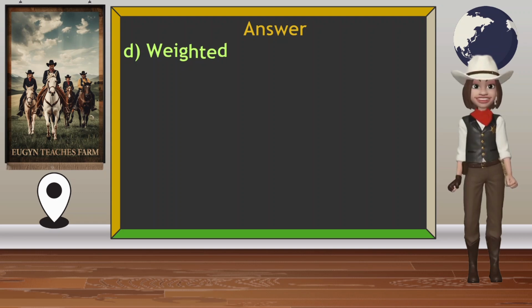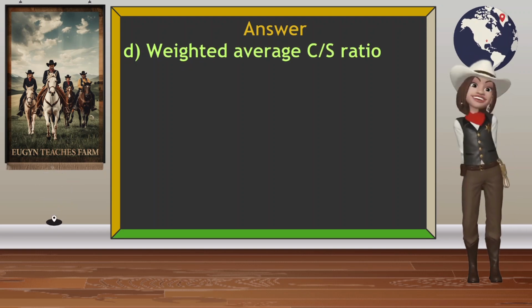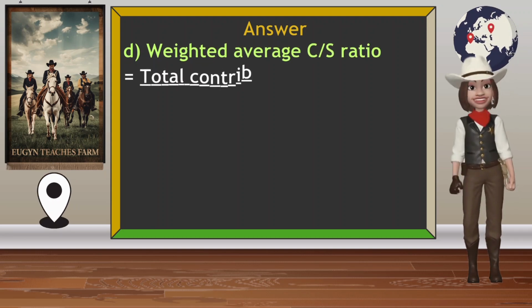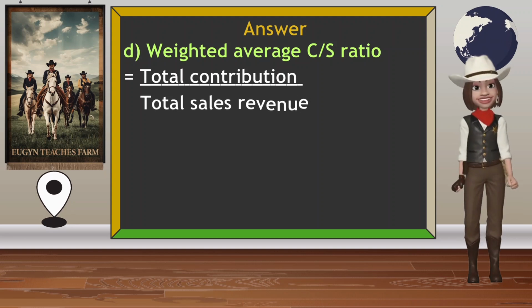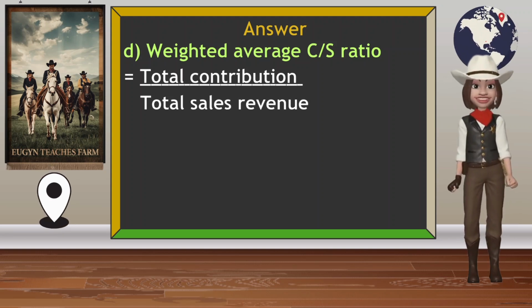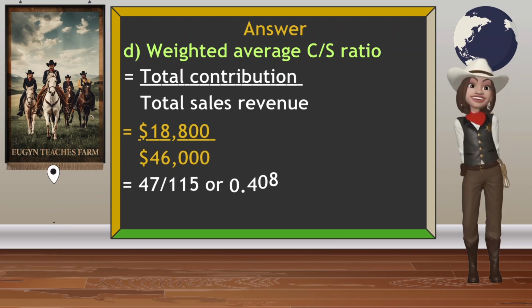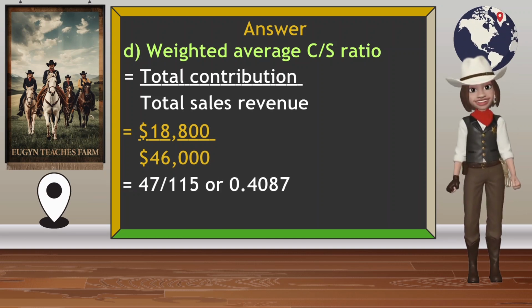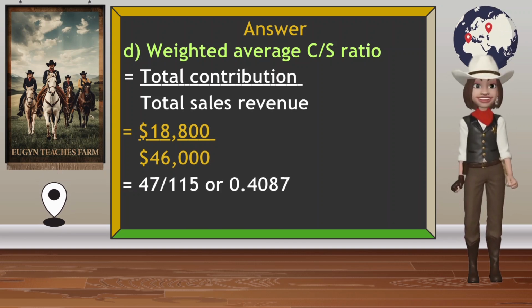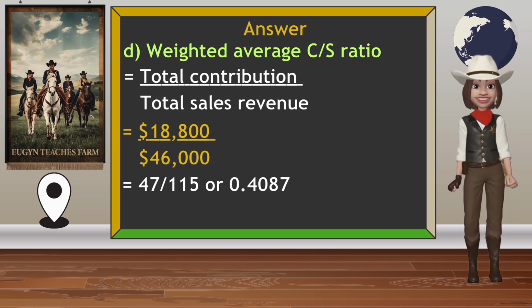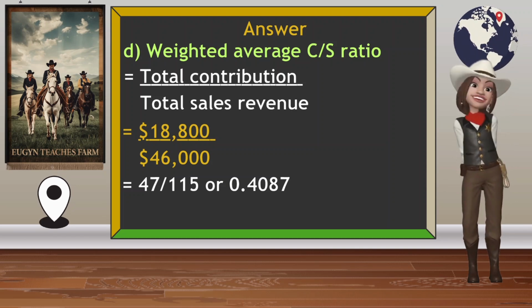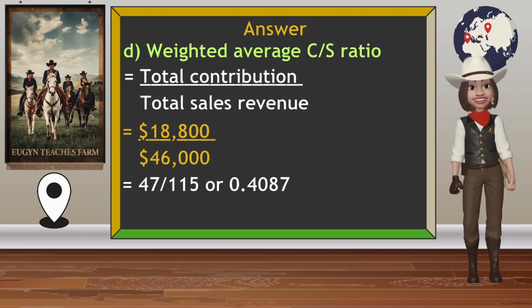To calculate the weighted average contribution to sales ratio, we take the total contribution for the 3 products and divide by the total sales revenue for the 3 products, which means we'll divide 18,800 by 46,000. That gives us the weighted average CS ratio is 47/115 or 0.4087.